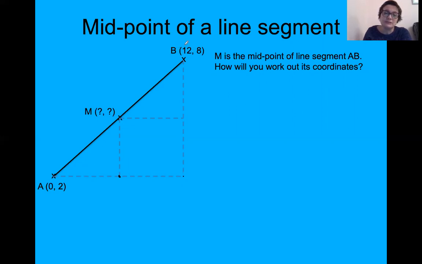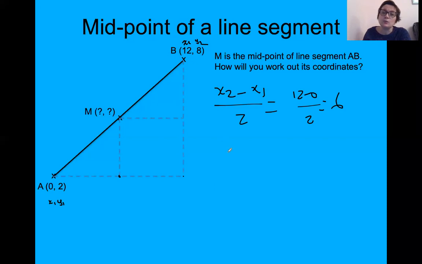So let's say we label B as x2 and y2, and point A as x1 and y1. Then we're going to have x2 take away x1, divided by 2, all right? x2 is 12, take away 0, divided by 2, the answer is 6, right? So this is the x for M.